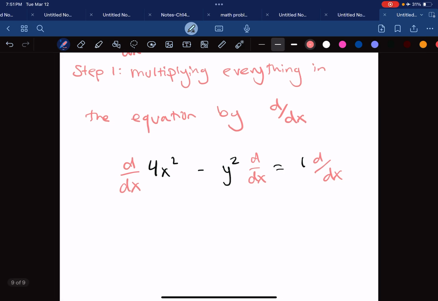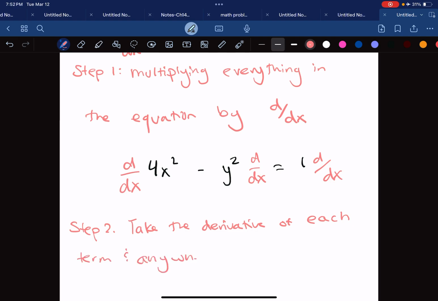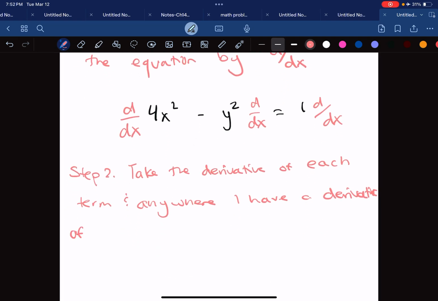Now step 2, the next thing I'm going to do is take the derivative of each term, and anywhere that I have a derivative of y, because remember for this equation we're differentiating y with respect to x, I'm tacking on or adding dy/dx onto that term.